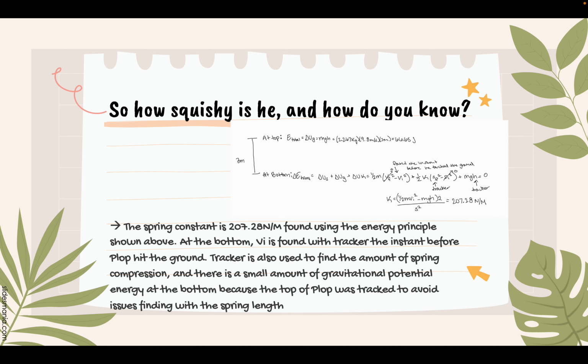So the final velocity when it fully compresses is 0. The initial amount of compression is 0 right before it starts compressing, and mgh, since when we're using Tracker, we measure from the top of the Squishmallow, not the middle, because we need to use that to consider the spring length. It does have a slight gravitational potential energy, so we plug in all of the known values for those and solve for the spring constant and get 207.28 newtons per meter.